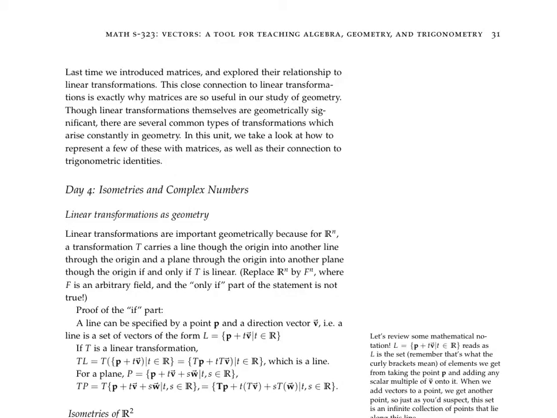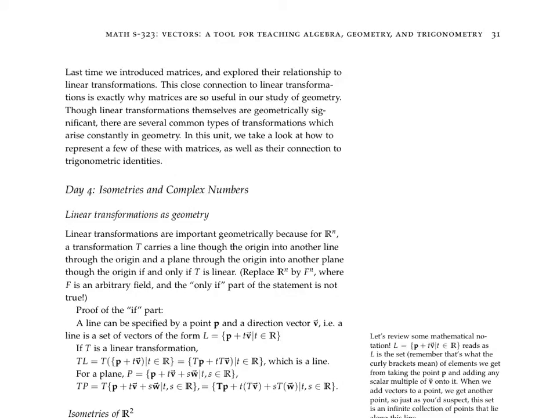So a linear transformation is really important geometrically because for Rn, that space, right, that's the set of all the elements of n ordered real numbers, a transformation T carries or maps a line through the origin to another line through the origin, or a plane through the origin to another plane through the origin, if and only if it's linear. T is linear. Remember that an if and only if proof goes in both directions.